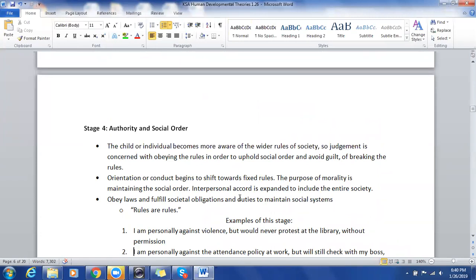The child or individual becomes more aware of the wider rules of society. So judgment is concerned with obeying the rules in order to uphold social order and avoid guilt of breaking the rules. Orientation of conduct begins to shift towards fixed rules. The purpose of morality is obtaining the social order, meaning whatever society thinks overrides what I think, and I need to obey the rules because, quote unquote, rules are rules.